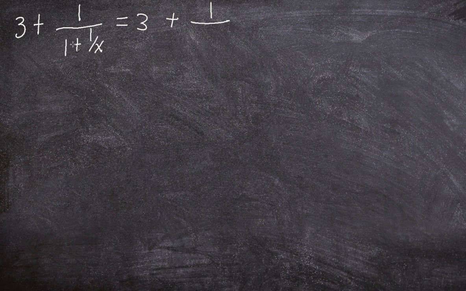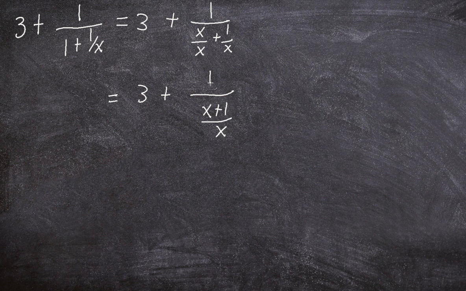So I have 1 plus 1 over x, okay, and I want to simplify this. Again, this is 1 over 1, so the LCD is x. So I can turn that 1 into x over x plus 1 over x, right? This 1 over x. Okay, let's put those together. So I have 3 plus 1 over x over x plus 1 over x, all right?